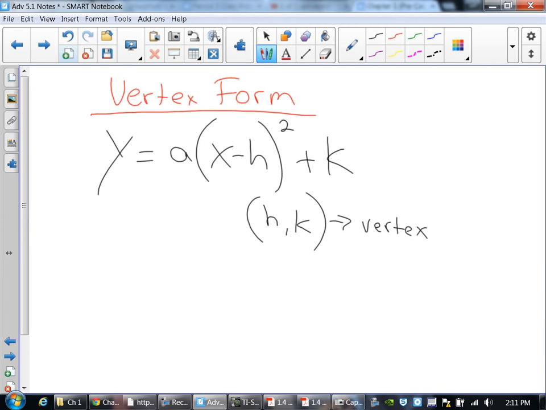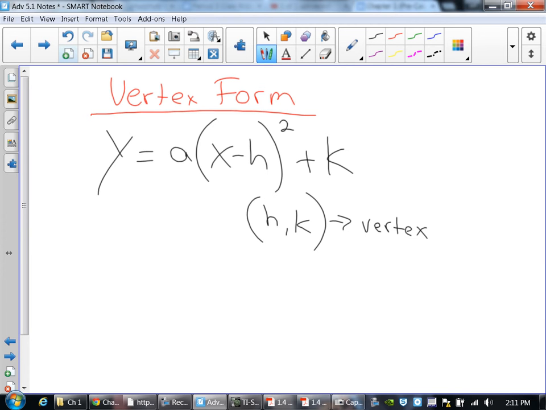Where do you think your axis of symmetry is going to be at? At the vertex? Well, it'll go through the vertex, but what will it be? At h? I didn't know if you said a or h. That's why I said at h. Because what is your x coordinate here?